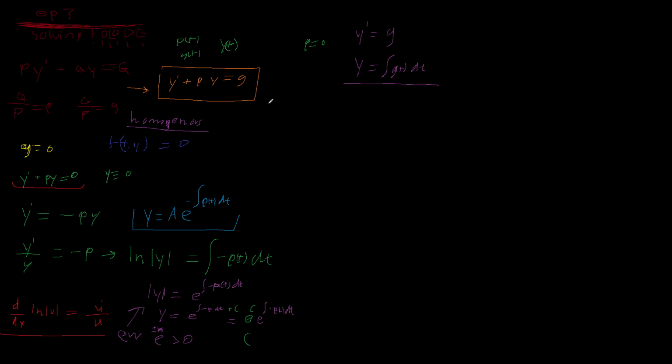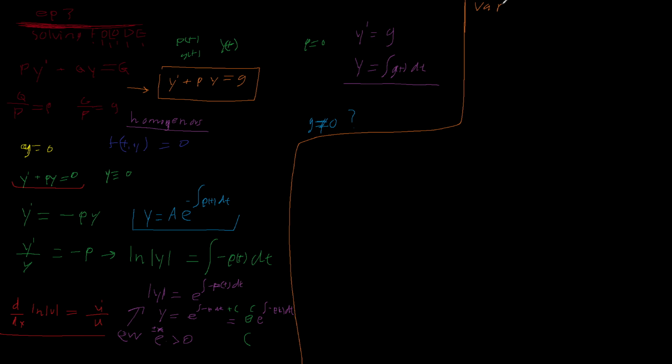And so I was thinking of talking about how we can solve the general case, when g is not equal to 0. So what happens when g is not equal to 0? We can still use the same thing. So I'm going to talk about two ways to do this. And the first way is to use variation of parameters.